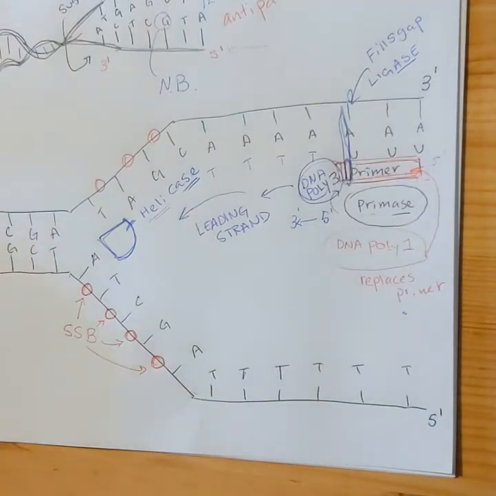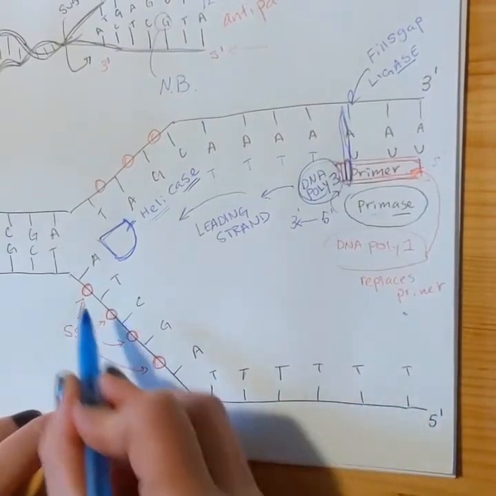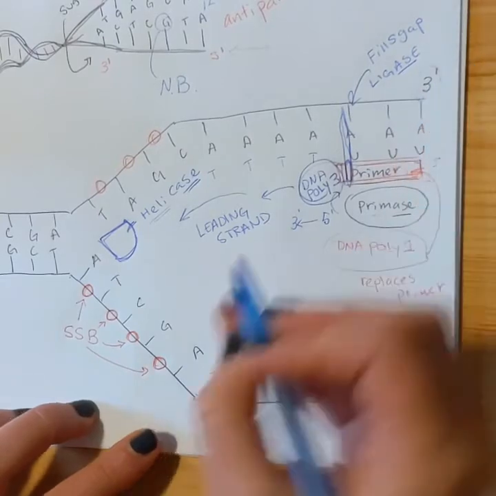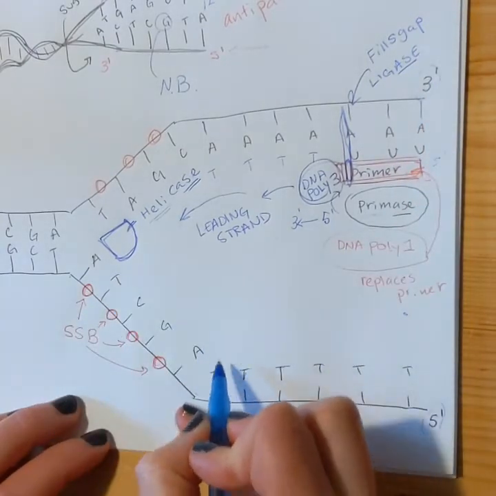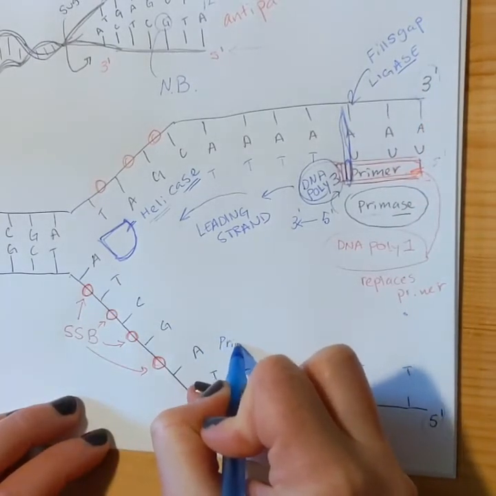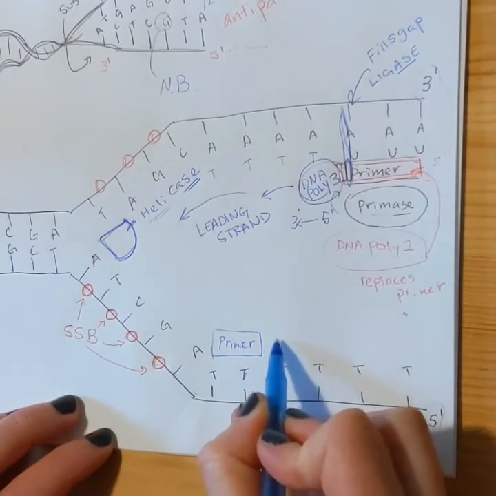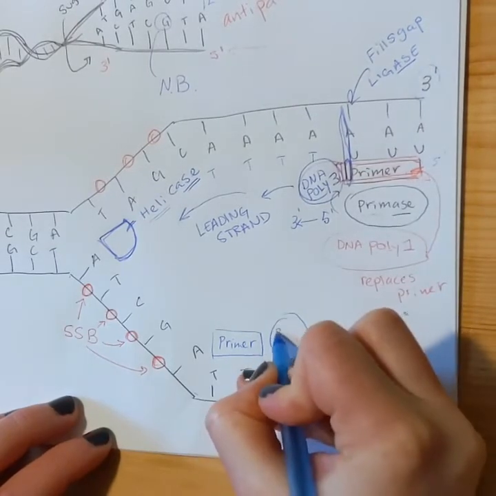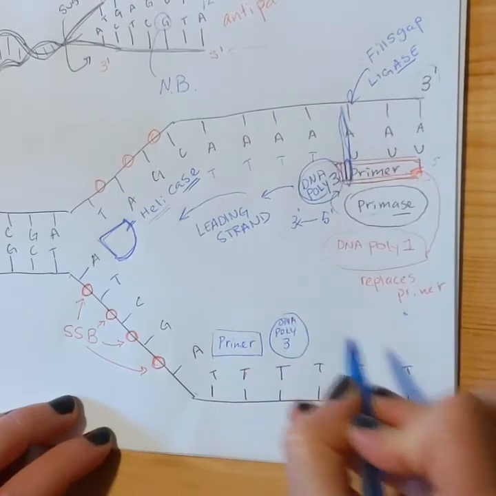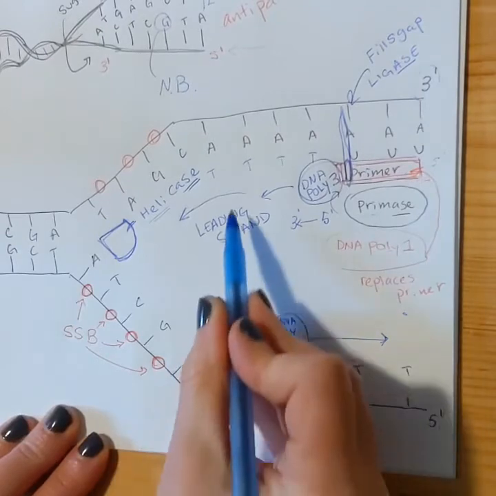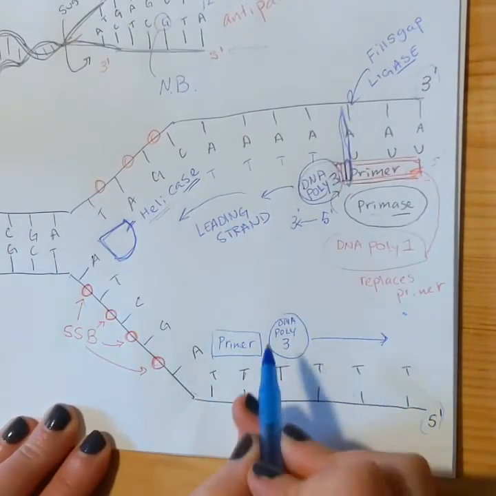That's our leading strand. Let's talk about the lagging strand. The lagging strand is in the opposite orientation. So 5' is down here, where 3' is up here. That means when primase comes and adds a primer, the primer sets up DNA polymerase 3, poly 3, to add nucleotides in the opposite direction. This time it's going away from the fork.